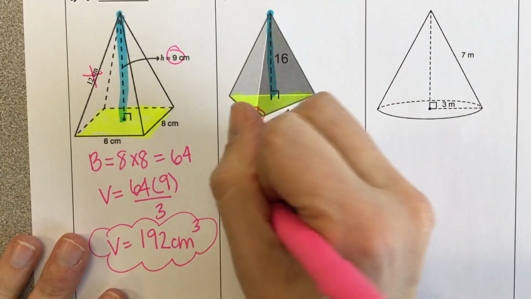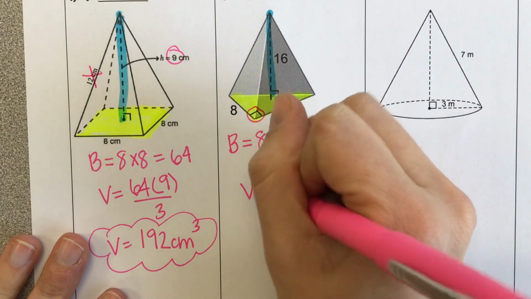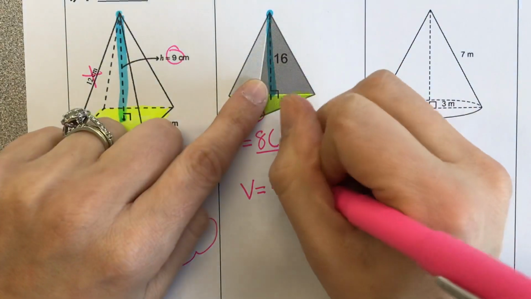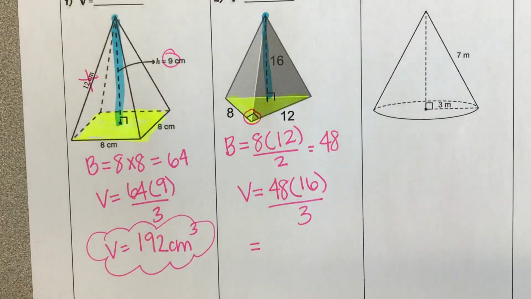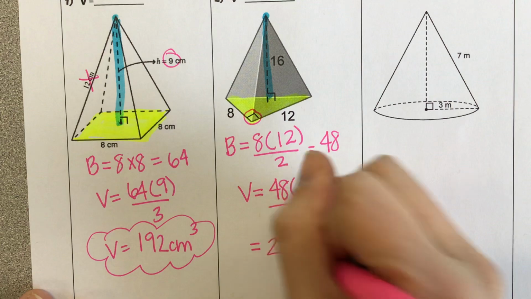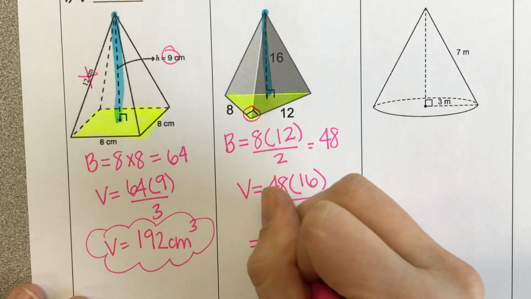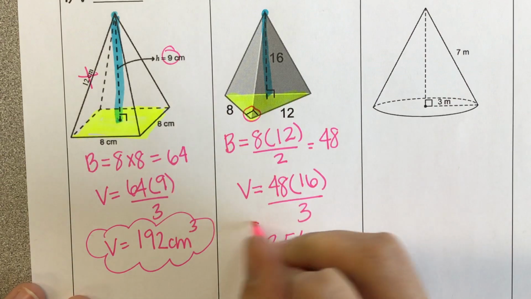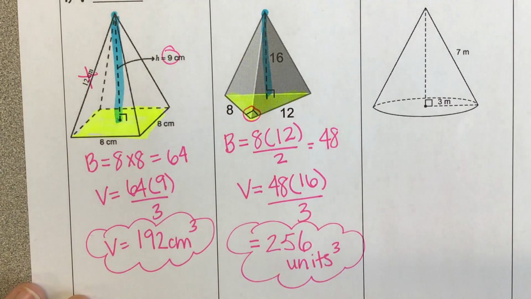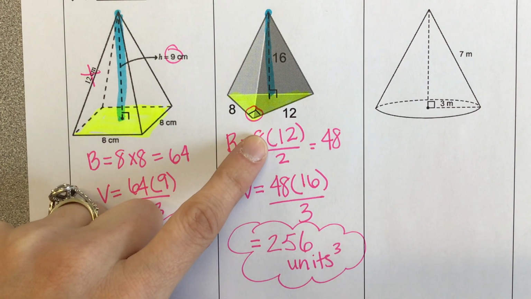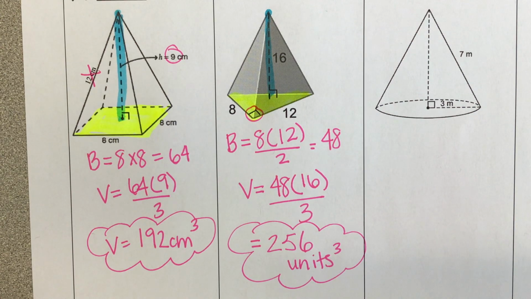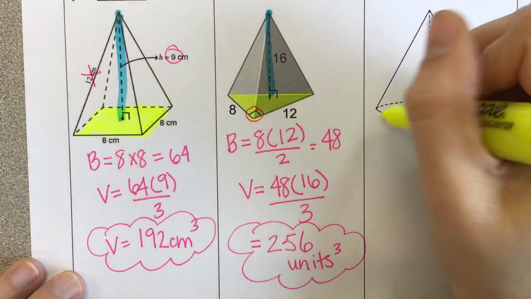So for our volume, we are going to take that base area of 48 times the perpendicular height of the prism, which is 16, divided by 3 because it is a pyramid. I plug that into my calculator. 48 times 16 is 768. Divided by 3 gives me 256. Since there were no units, I'm just going to say units cubed. So that was a square pyramid or a rectangular pyramid. This is a triangular pyramid. Now, as soon as I see the circle with the pointed shape, I know that it is a cone.